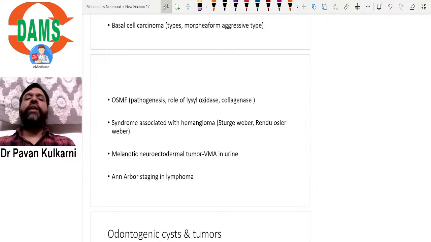We also have Rendu-Osler-Weber syndrome where we see telangiectasia. What is telangiectasia? These are the dilated capillaries that you see on the lips, mainly hereditary hemorrhagic telangiectasia or Rendu-Osler-Weber syndrome. You will see telangiectatic lesions on the lips.